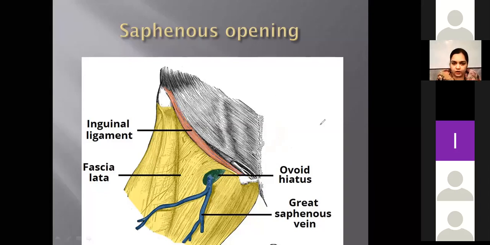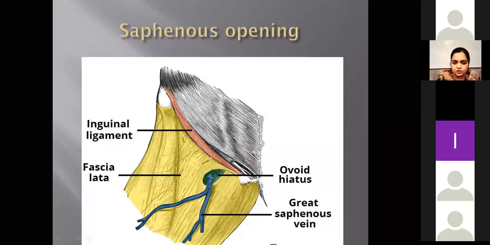Now, what structures pass through this saphenous opening? A small tiny opening that is present in the deep fascia of the thigh. Number one, it transmits the great saphenous vein and the superficial lymph nodes. The great saphenous vein will drain into the deep veins, and superficial lymph nodes will finally drain into the deep lymph nodes of the thigh. Two structures pass through this ovoid hiatus. What are these? The great saphenous vein and the superficial lymph nodes. The superficial lymph nodes of the thigh and the vein both pass through this saphenous opening.